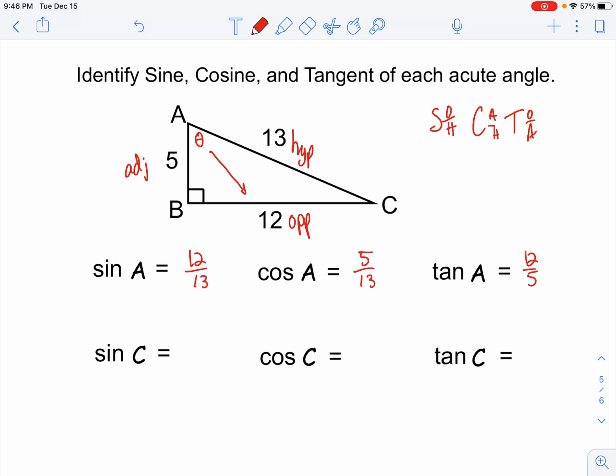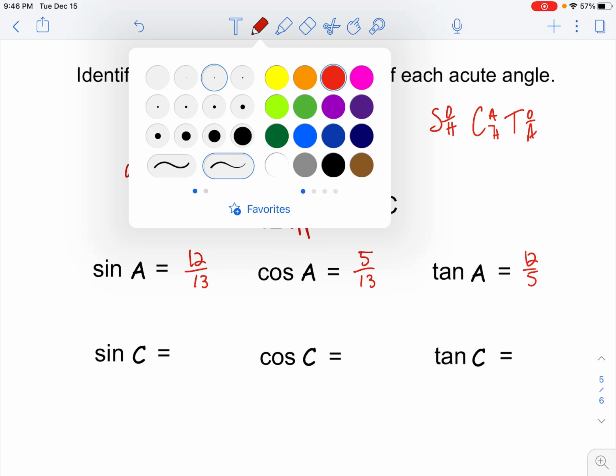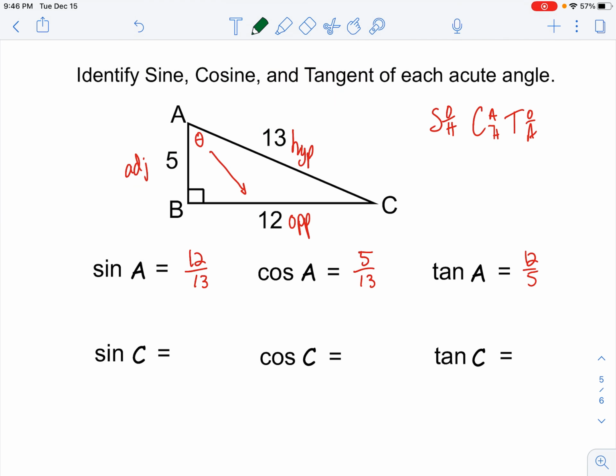Now, here's what happens though. I'll switch colors so we can see the transition. When we move to C, theta is going to move as well. So theta is now at C, and that's going to change our opposite and our adjacent. Now the opposite is 5.